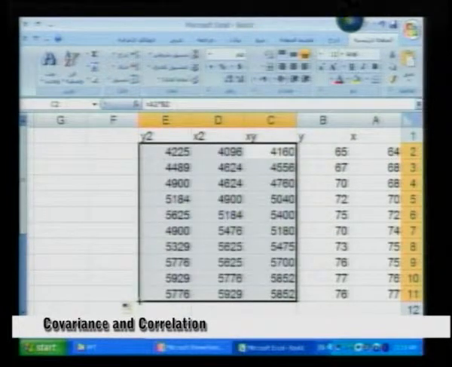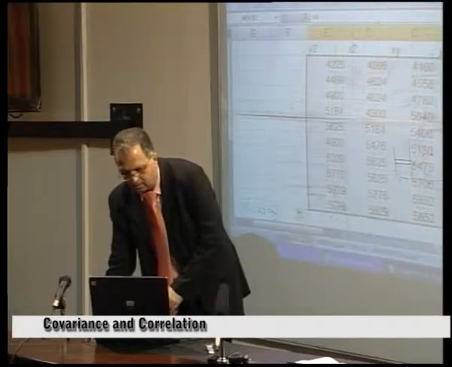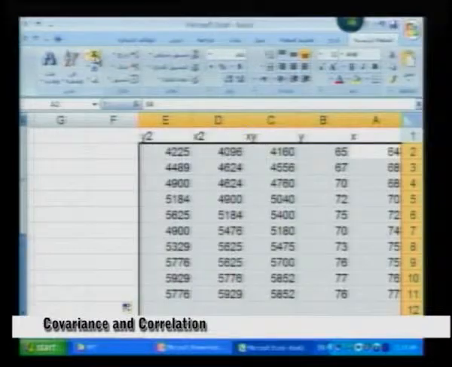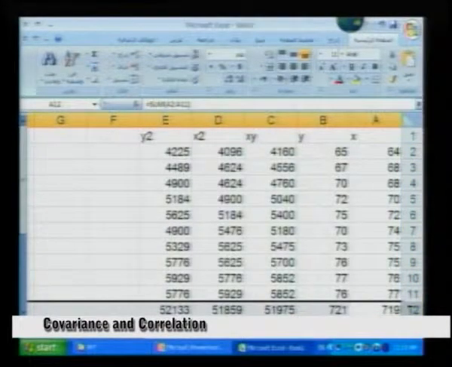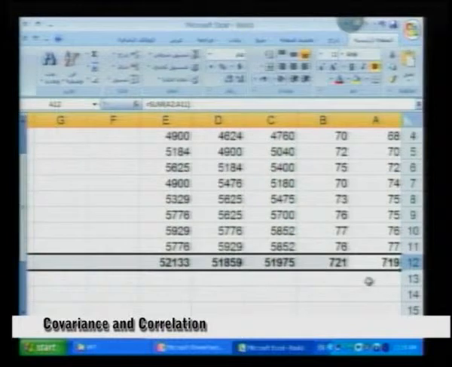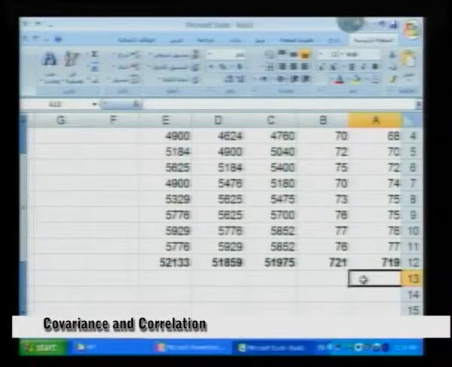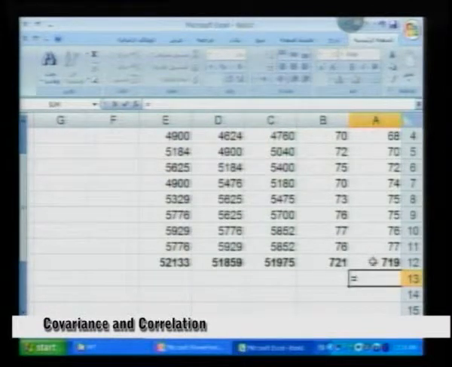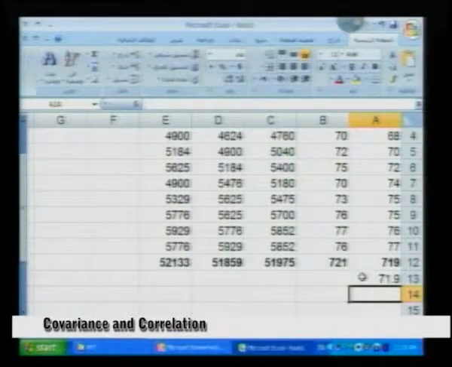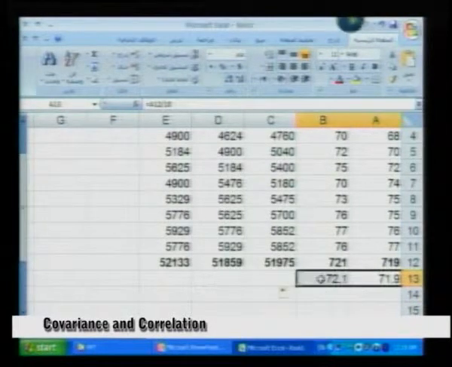So that's the sum of xy, sum of x squared and y squared. Now the summation, so that's the sum of x and y. Okay. We have to compute the mean of x and y. So that is this sum divided by n, which is 10 in this case. So this is the first step.